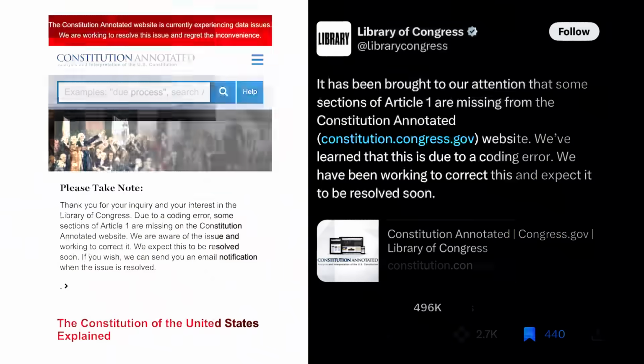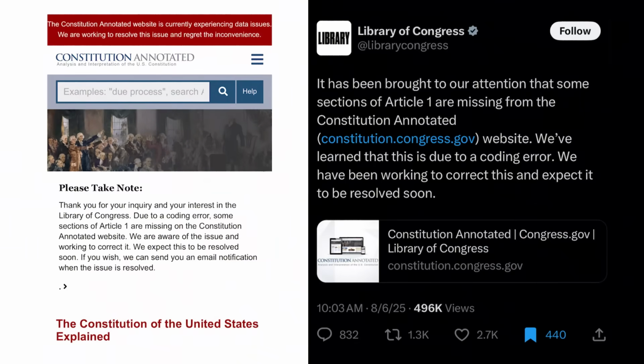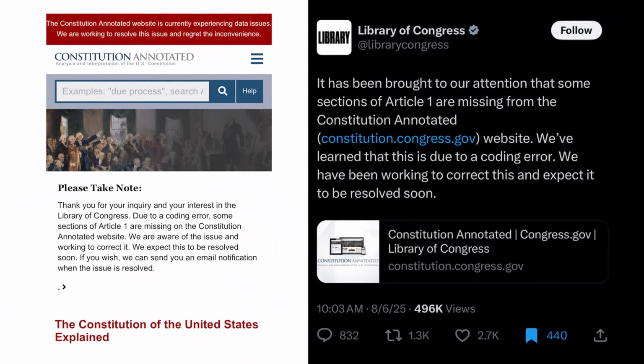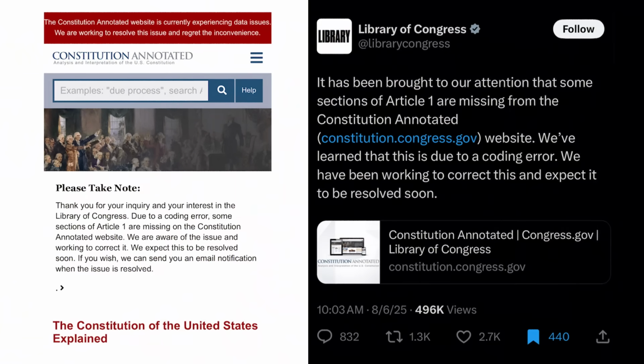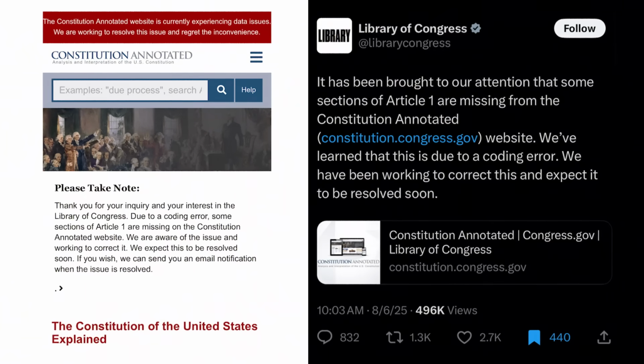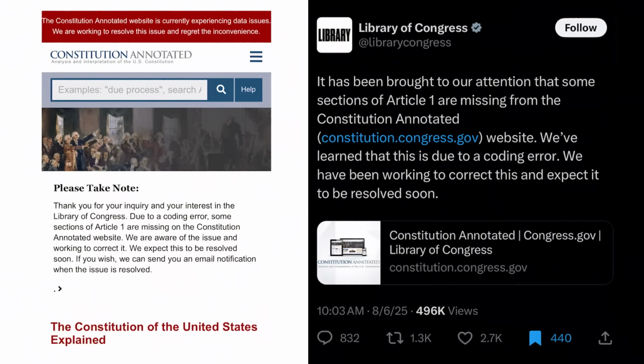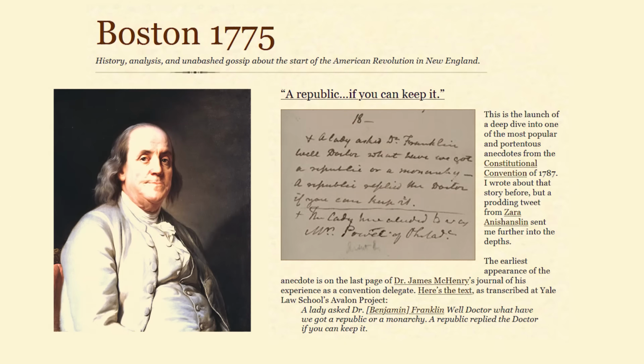And now the website for Congress that has our Constitution up on it supposedly has a coding error that's just deleting whole sections out of Article 1 of our Constitution that are in relation to the things that are actually going on right now. Like, that's what's happening. And it feels like a message. It feels like a republic if you can keep it.